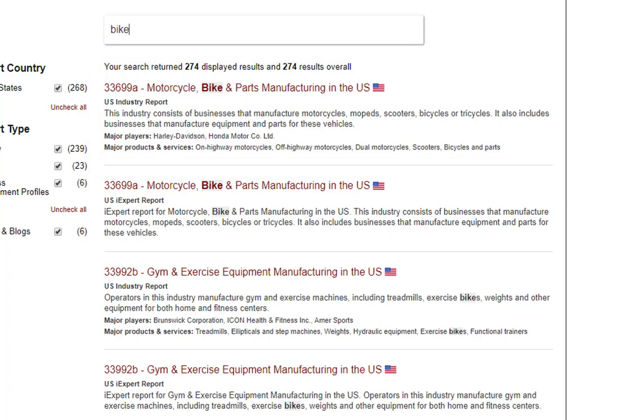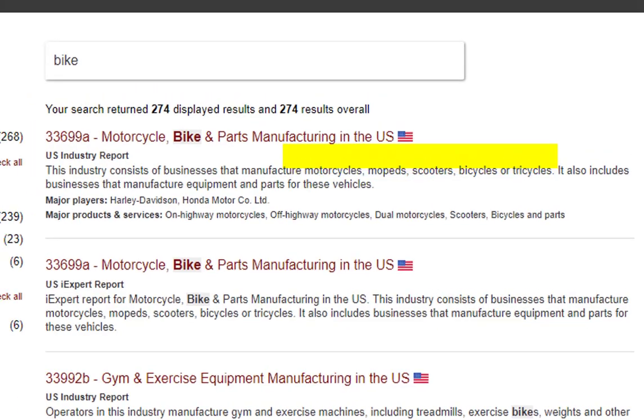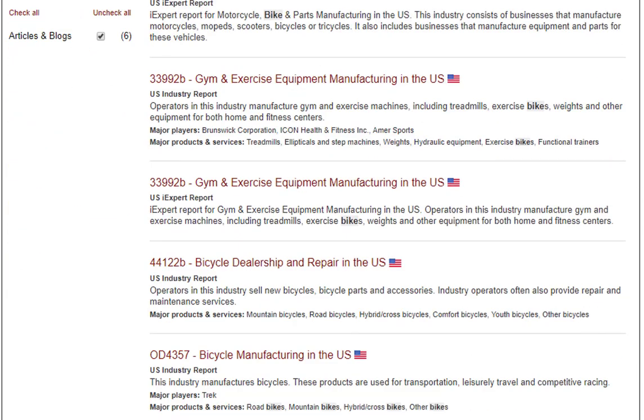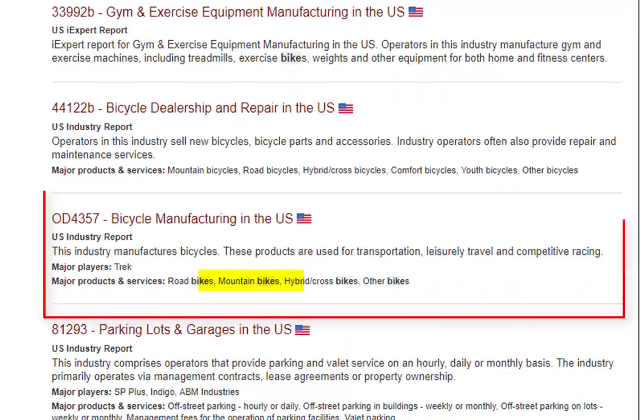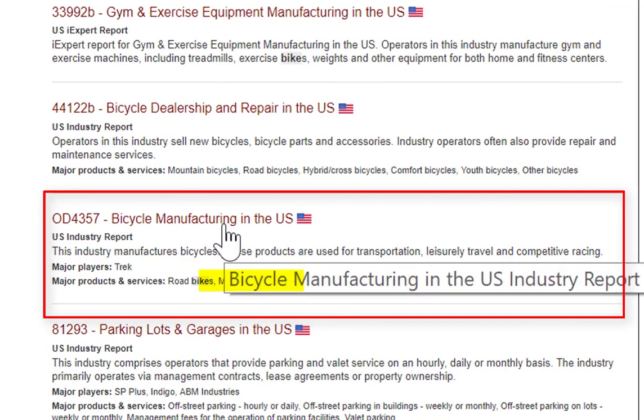But I do know from actually looking at these reports, while biking and mountain biking is mentioned, it's a fairly small part of this industry. Something that IBISworld does and does fairly well, they will parse out smaller or more specialized markets within a larger one. So instead of focusing on motorcycle, bike, and parts manufacturing, if I scroll down, I'll see right down here, there is one for bicycle manufacturing. That's the one I want to look at.